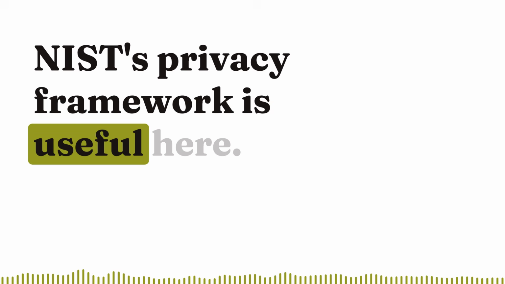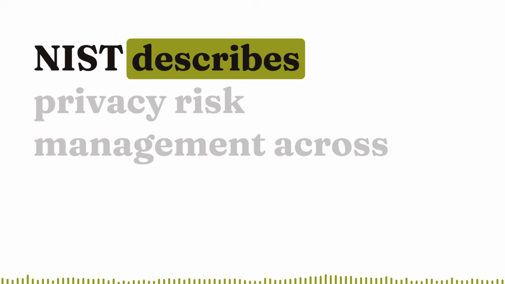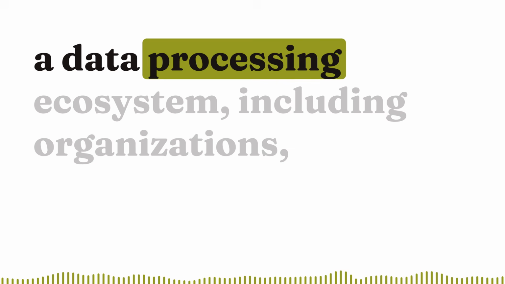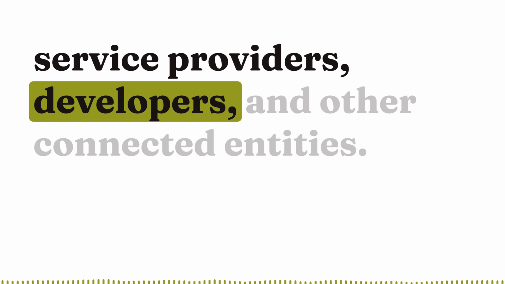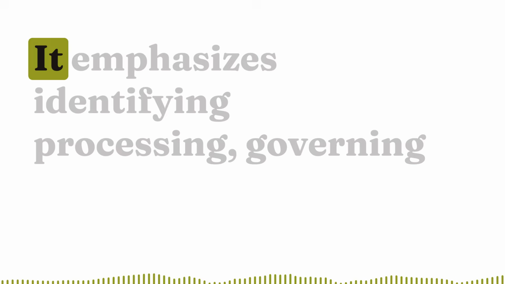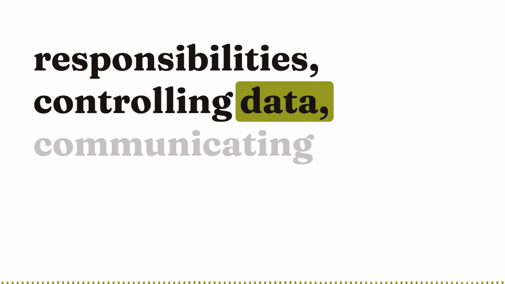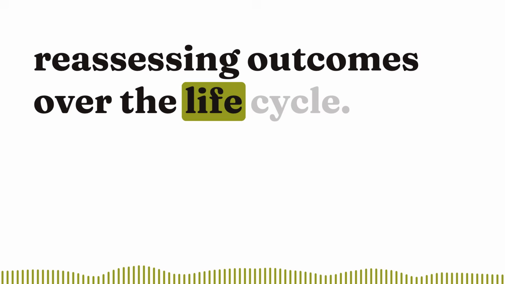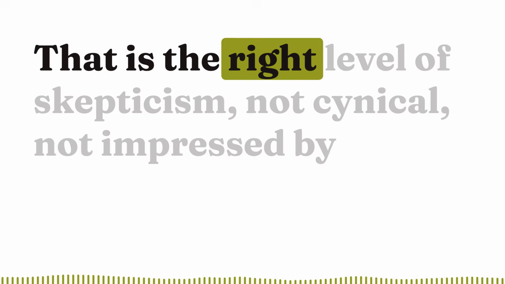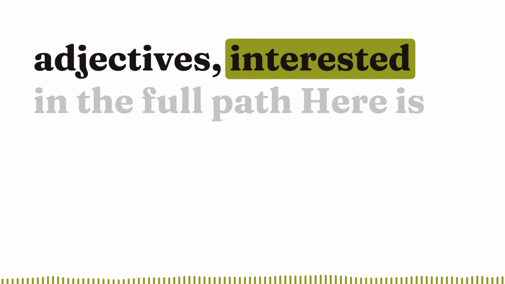NIST's privacy framework is useful here. It is voluntary. It is not law. Its value is the operating discipline. NIST describes privacy risk management across a data processing ecosystem, including organizations, service providers, developers, and other connected entities. It emphasizes identifying processing, governing responsibilities, controlling data, communicating practices, protecting information, and reassessing outcomes over the life cycle. That is the right level of skepticism, not cynical, not impressed by adjectives, interested in the full path.